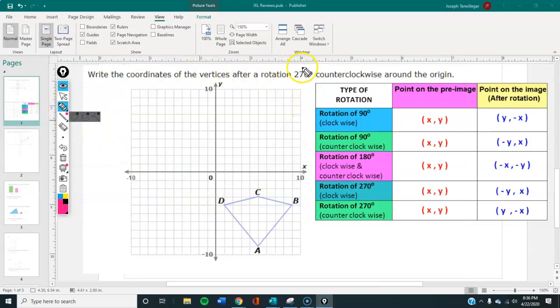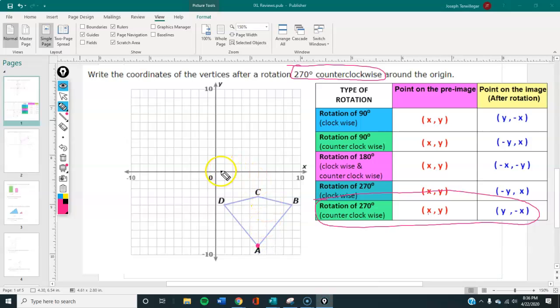Alright, so we're going 270 degrees counterclockwise. So we need to find the rule that works for us. Well, look at this. Rotation of 270 degrees counterclockwise. So for every x and y, you're going to switch your x and y. You're going to put a negative in front of the second component. So let's see what that looks like.